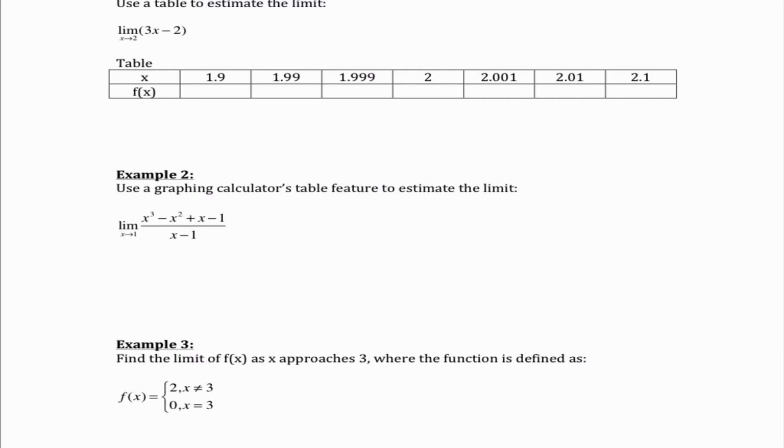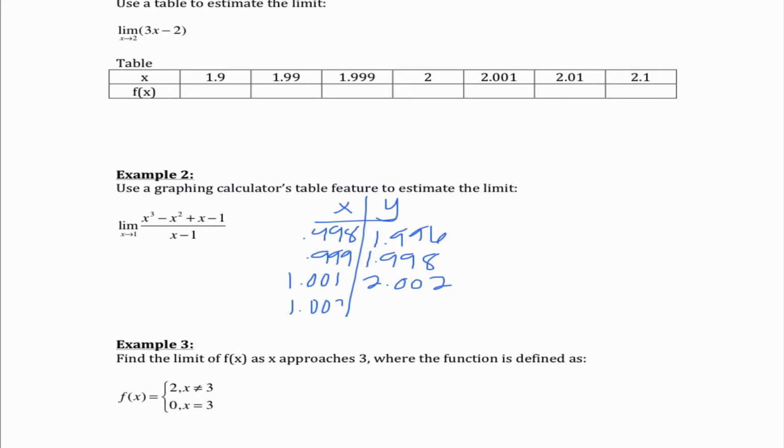So for number 2, after we put all that in our graphing calculator, I would probably go ahead and write some information here. I might make just like an XY chart for us and type in some of the info we saw. So we saw like, okay, 0.998 gave us 1.996, 0.999 gave us 1.998, 1.001 gave us 2.002, 1.002 gave us 2.004.